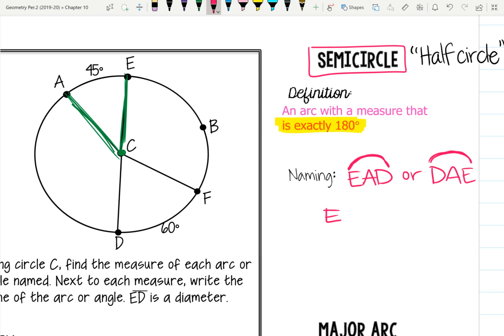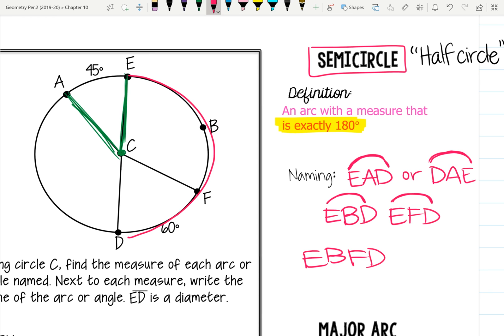So for example, I can call this arc here, this half circle, semicircle, EBD. Or I could have called it EFD. And I can reverse those letters. I could say DFE as well. But I can only use 3 letters. So I should not be calling this something like BFD arc, right? You cannot do that.